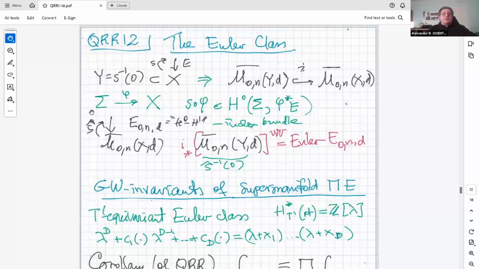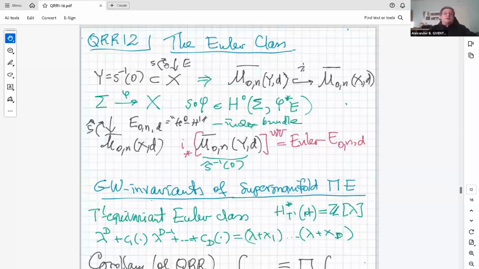So let's suppose that Y is the zero locus of some section S of bundle E. Suppose that there is some stable map, some holomorphic curve sigma mapped by some holomorphic map phi to X.